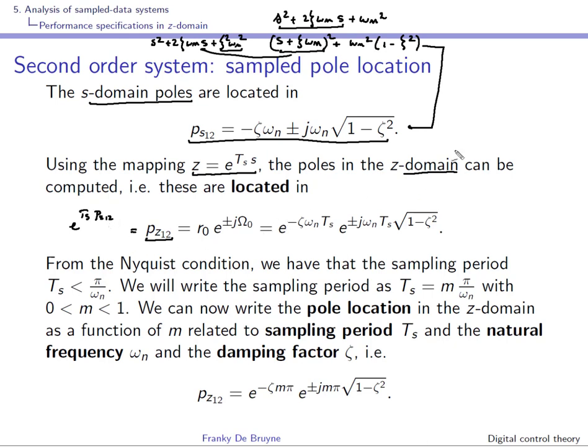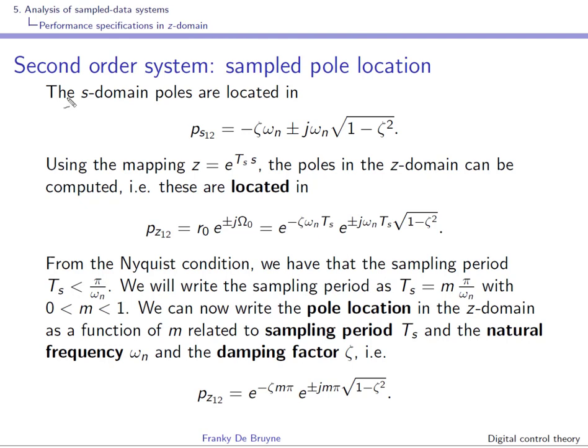And if you do that, and you remember that the exponential of a plus b is the exponential of a times the exponential of b, well, this is what you obtain. So these are the poles written in polar form. So this will be R0 and this will be omega 0, right? And this is an expression that we'll use quite a lot in this course when we have to translate specifications to the Z domain.